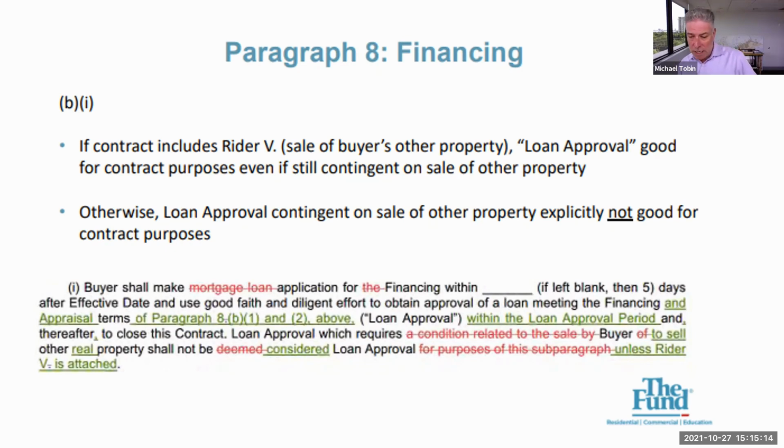All right, let's keep going back to financing because I'm not done on the changes. Now, the next paragraph, we're on the next paragraph of the provision. And it just reiterates that loan approval is loan approval and appraisal within the period. And then it reiterates and changes a little bit that situation where you have a condition related to the sale of your property by buyer. Now it says loan approval which requires buyer to sell another property shall not be considered loan approval unless the rider's attached, which is good. So it's not loan approval if the approval says that it's contingent upon the sale of another property. That's been the case. This was just clarified. Okay, so now next page.